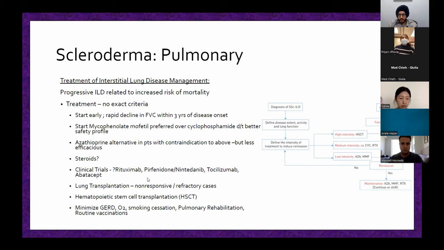And then our biologics and our pulmonary hypertension management, and the new drugs that are coming out or being used for rheumatoid arthritis, are also being used for scleroderma. Hematopoietic stem cell transplant is also in the works. There's some data on that. Some promising data, some not so promising data, but definitely something interesting to think about, and referral to a tertiary center if your patient isn't doing well.